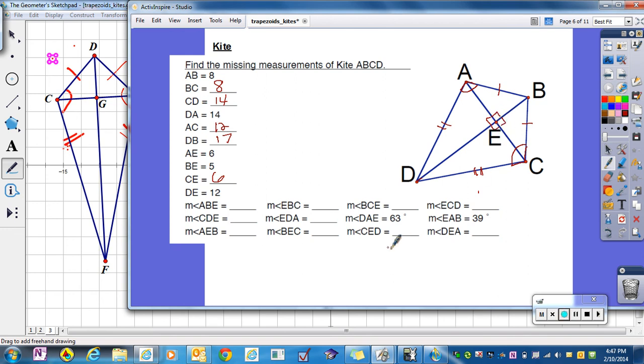Alright, now I gave you two things. I told you that DAE was 63. So this is 63. I also gave you that EAB was 39.